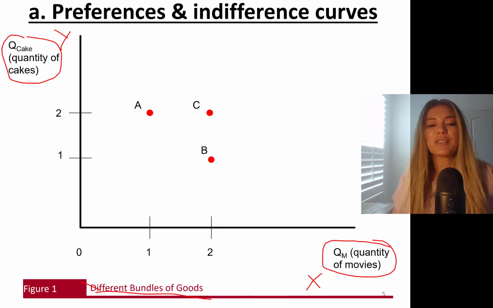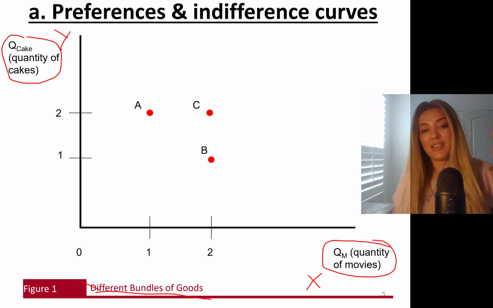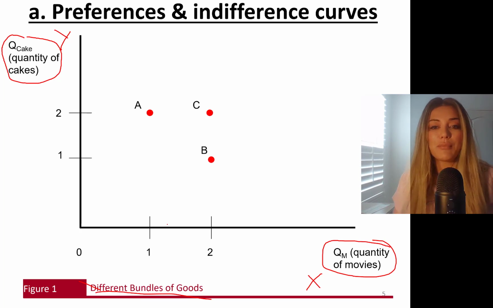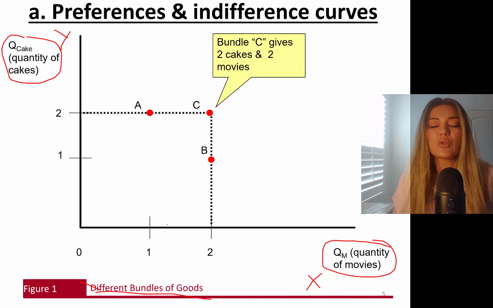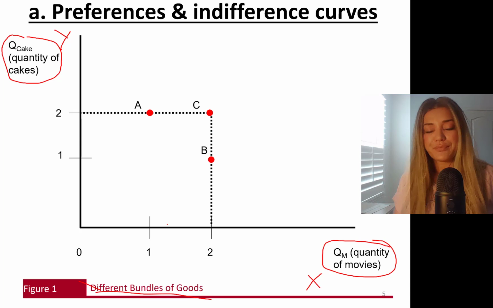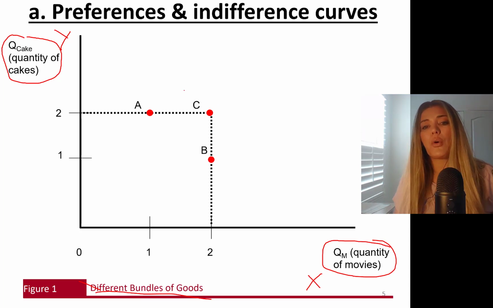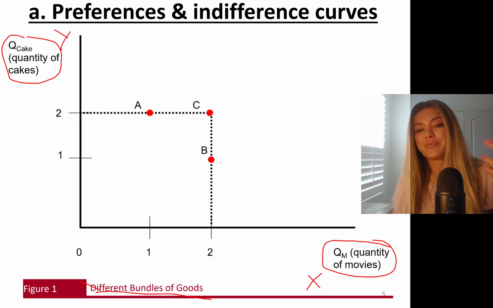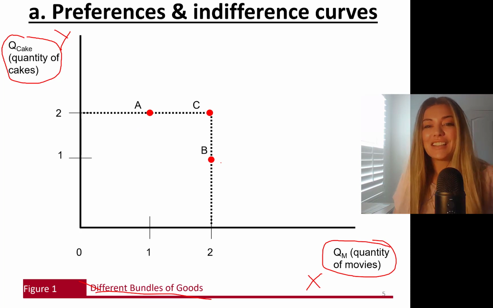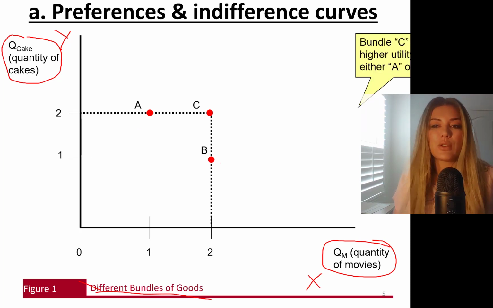Let's consider another bundle, a bundle that contains more movies compared to bundle A, and more cakes compared to bundle B. Bundle C gives you 2 cakes and 2 movies. So these are different points, and we're going to talk about it soon. They're going to be points on your indifference curves.